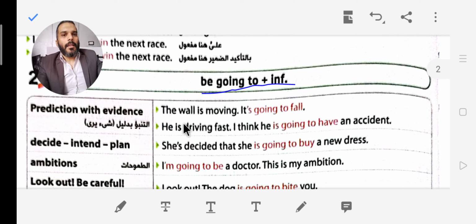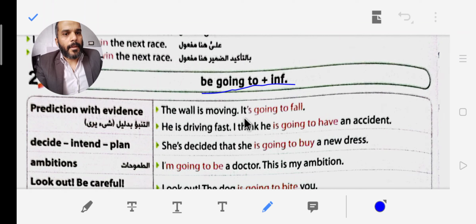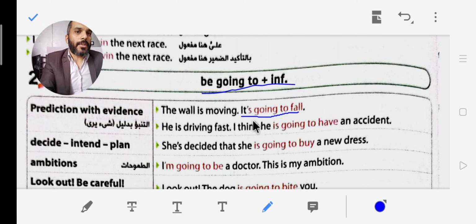For example, the wall is moving. This is the evidence. The wall is moving, it's going to fall. This is your prediction. So, if you want to predict something in the future, and you see evidence, use be going to.